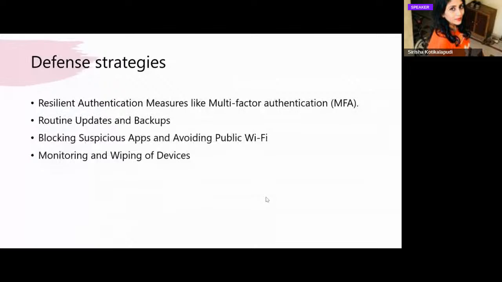So, what are the different strategies that we can employ from the corporate perspective as well as the end user perspective? One of them would be resilient authentication measures like multi-factor authentication. Then we can routinely update and back up our phones. Then we can block suspicious apps and avoid using public Wi-Fi as much as possible. Then monitoring and wiping of devices, which can be done by corporates if there is sensitive data being accessed from mobile devices.